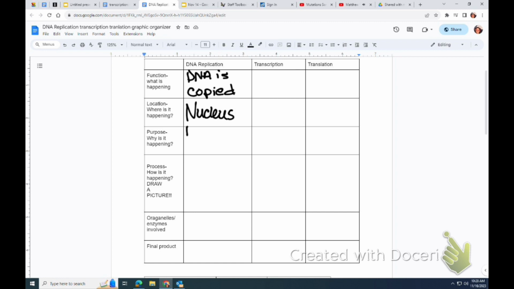So we're going to say to make identical cells in mitosis. And you can remember mitosis is PMAT: prophase, metaphase, anaphase, and telophase.